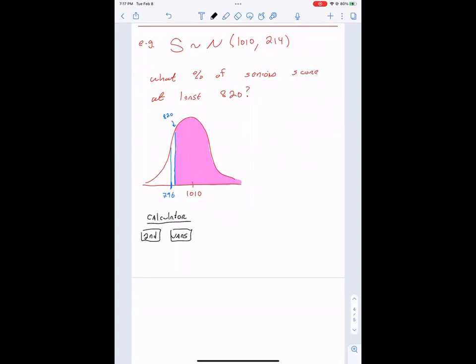Normal CDF. And then what do we put in? What's my lower? 820. And then the upper would be those 9s, just a bunch of nines. Okay, the mean is 1010, and then the standard deviation is 214.